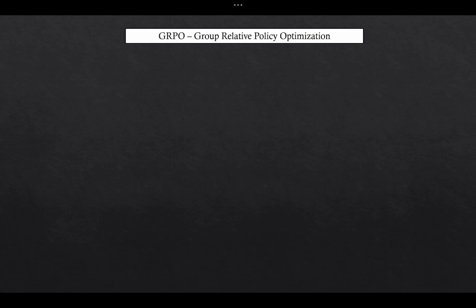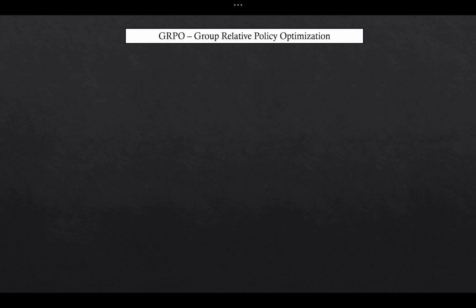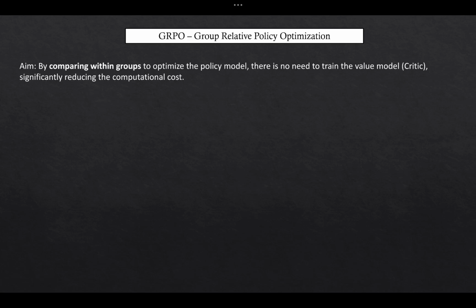Right. So now let's talk about GRPO, which is nothing but Group Relative Policy Optimization, which is used in the DeepSeek R1 training process. The aim of this GRPO is to optimize the policy model by comparing within groups, and it will not need to train a value model or a critic model, right? So it significantly reduces the computational cost because it does not require training another model which will act as a critic.